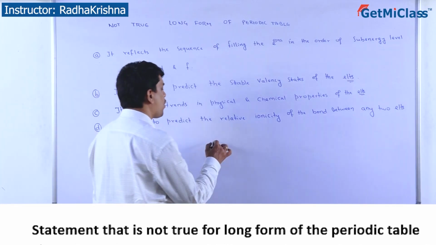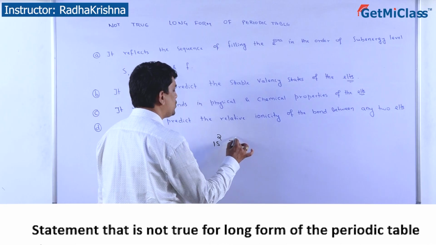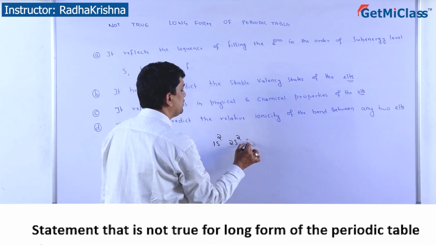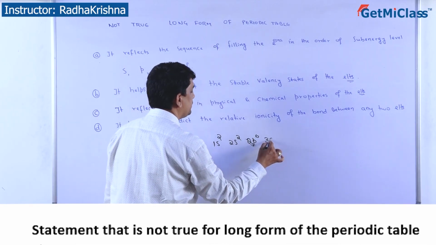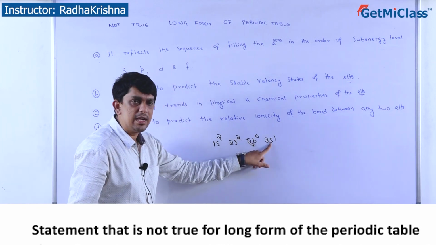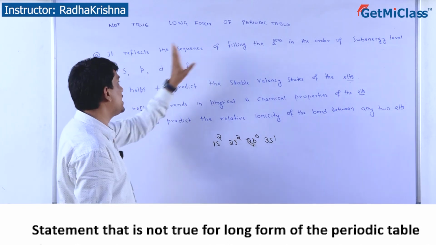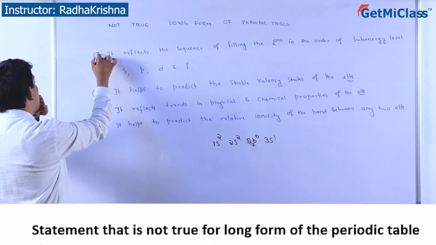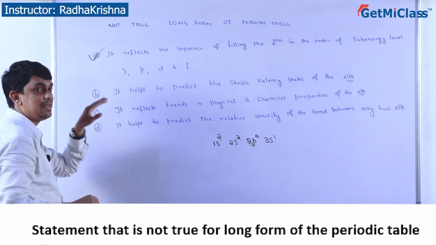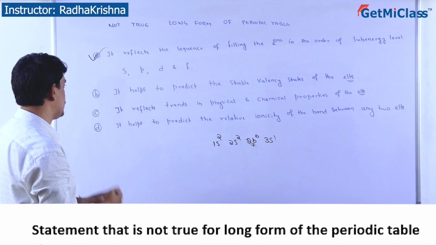If I write the electronic configuration 1s2, 2s2, 2p6, 3s1, after 2p is filled, what is the sequence followed? Statement A is wrong, so it is not a true statement, so this is the right answer. Let's see options B, C, D also.